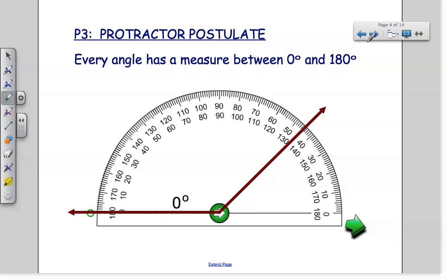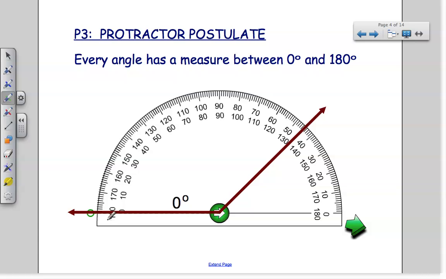Protractor postulate. Remember, postulates are things we accept without proof. I just have P3 because it's postulate number 3 in this chapter. Again, these numbers don't matter. It's just the organization. But the protractor postulate says every angle has a measure between 0 degrees and 180 degrees. 180 degrees is probably one of the more common angle measures that we use because it is a straight line. If you talk about doing a trick on a wakeboard or snowboard or skateboard, a 180 would be facing one direction and then changing and facing the other direction because you're doing half a circle basically.